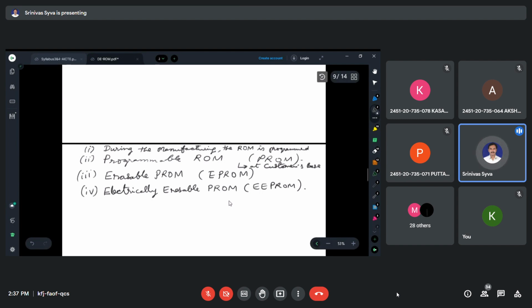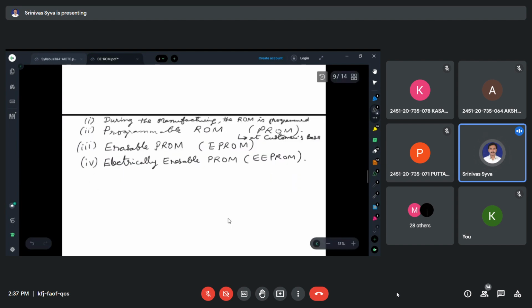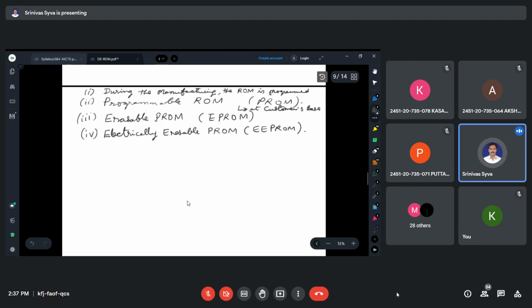Next, we will see the programmable logic arrays and programmable array logic. All these are known as programmable logic devices, PLDs. This is PROM. All these are programmable logic devices, PLDs.